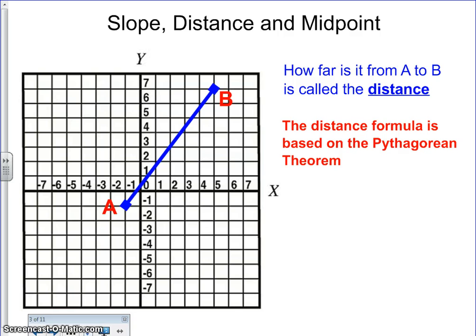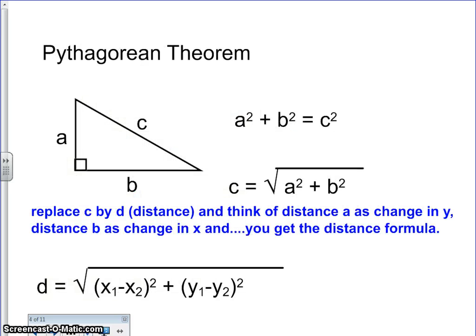The next thing we're going to talk about is distance. And the distance is built on the Pythagorean theorem. Pythagoras was the guy that came up with a proof for the right triangle. And he said, if you know the 2 short sides of the right triangle, you can always find the length of the third. The Pythagorean theorem is a squared plus b squared equals c squared. If you take the square root of both sides, c is the square root of a squared plus b squared.